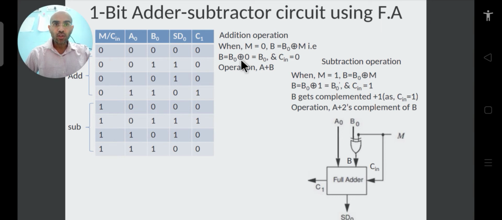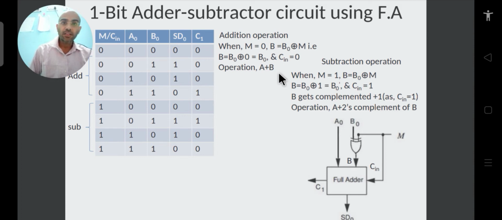So now you see, if you XOR them, then your b will be equal to b0. And if b is equal to b0, then you can easily see that b0, and the same input we are calling Cin. So your Cin is also equal to 0 in this case. So for the half adder, Cin is equal to 0. This is what I was saying, that this is working as a half adder. So this operation is like a plus b. When m is equal to 0, a plus b's operation is performed.